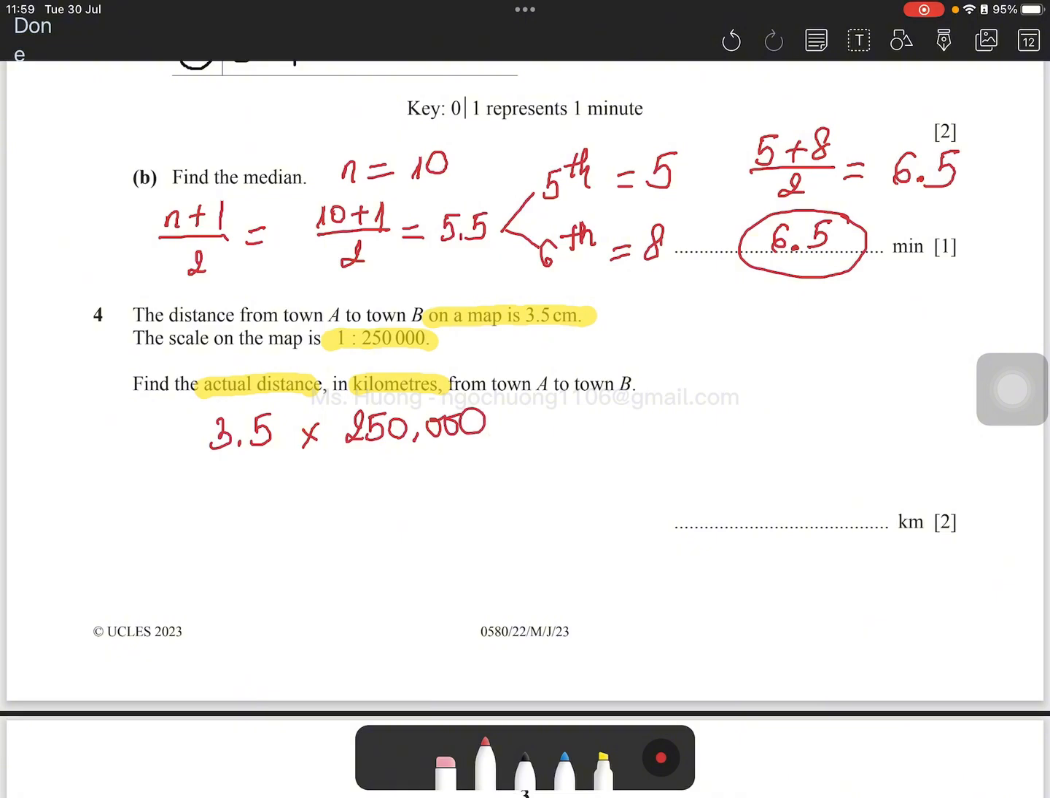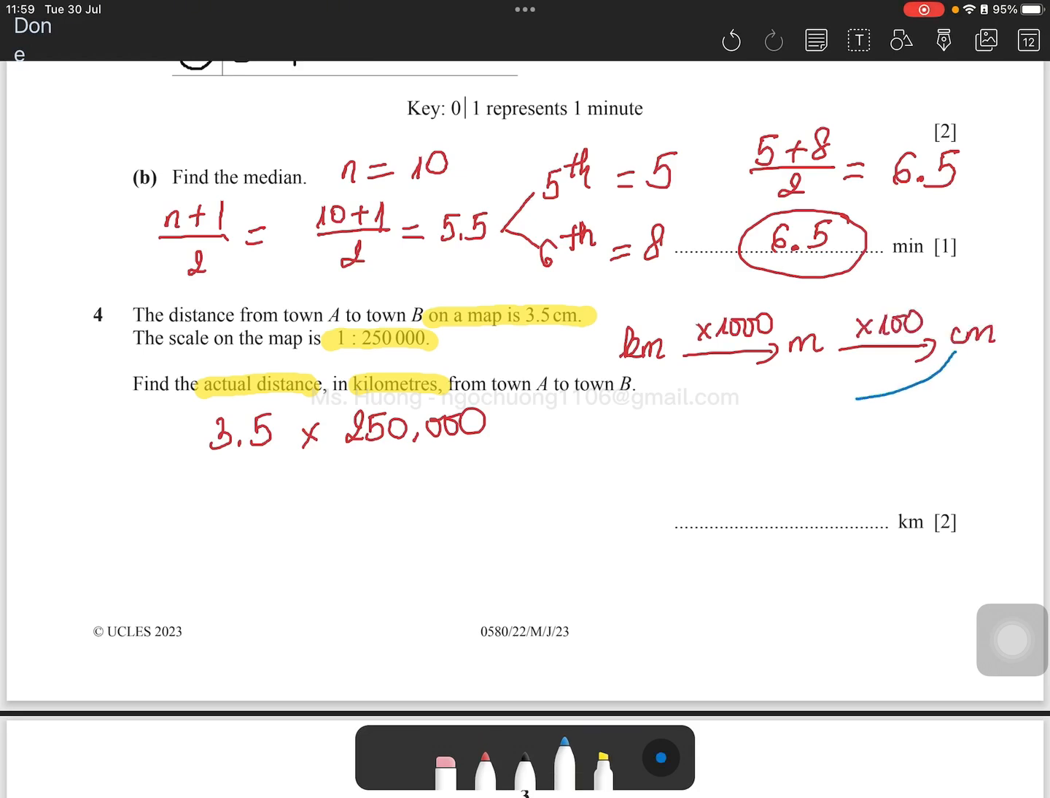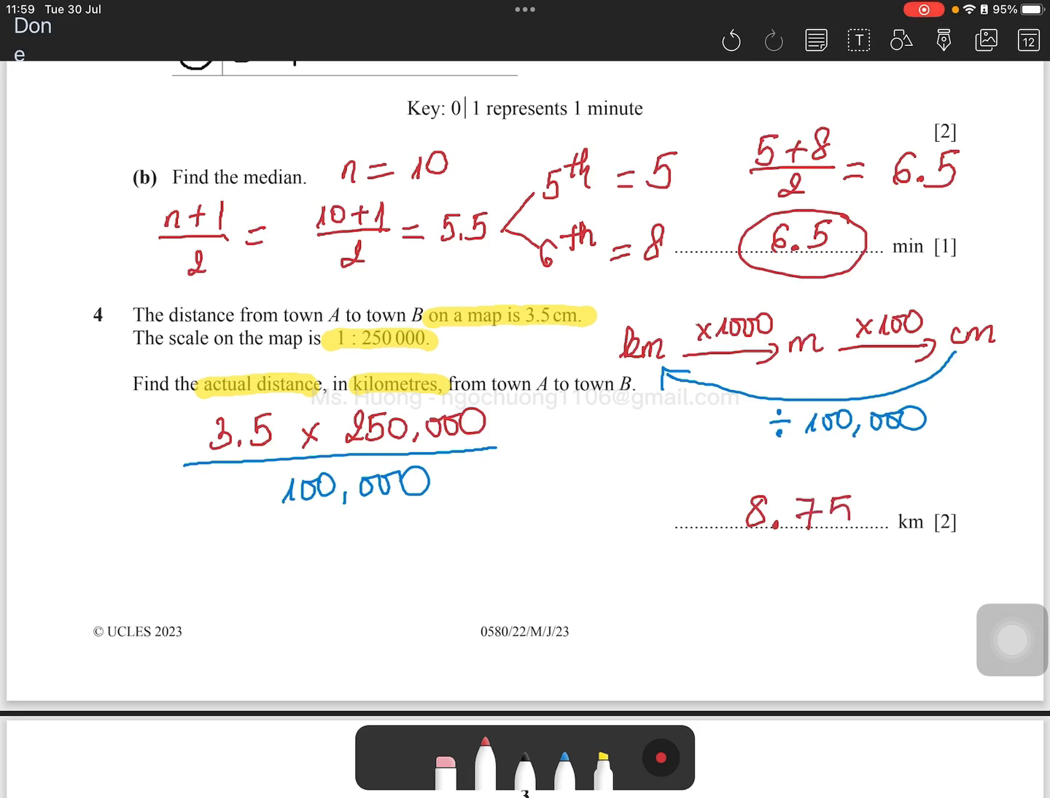And this one is in centimeters. Then we need to convert from centimeters to kilometers. You know that 1 kilometer is 1,000 meters, and 1 meter is 100 centimeters. So if you want to convert from centimeters to kilometers, we need to divide by 100,000. So after multiplying this, I also need to divide it by 100,000. And the final answer is 8.75 kilometers.